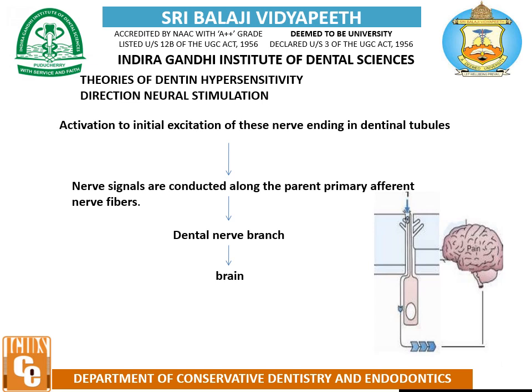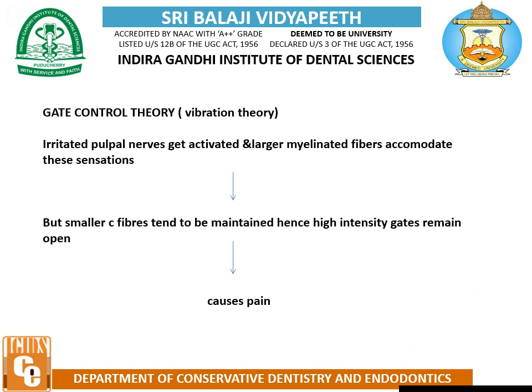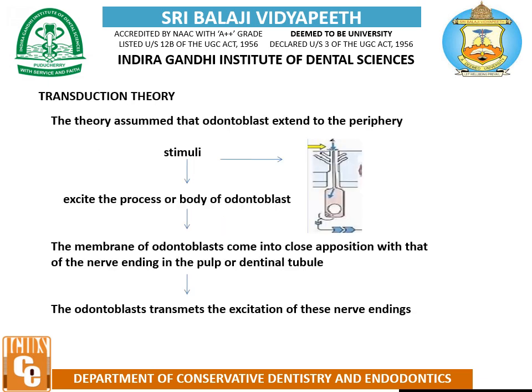Direct neural stimulation: activation or initial excitation of the nerve endings in dentinal tubules. Nerve signals are conducted along the parent primary afferent nerve fibers: dental nerve branch, brain. Gate control theory, vibration theory: irritated pulpal nerves get activated and larger myelinated fibers accommodate these sensations, but smaller C fibers tend to be maintained, hence high intensity gates remain open, which causes pain.